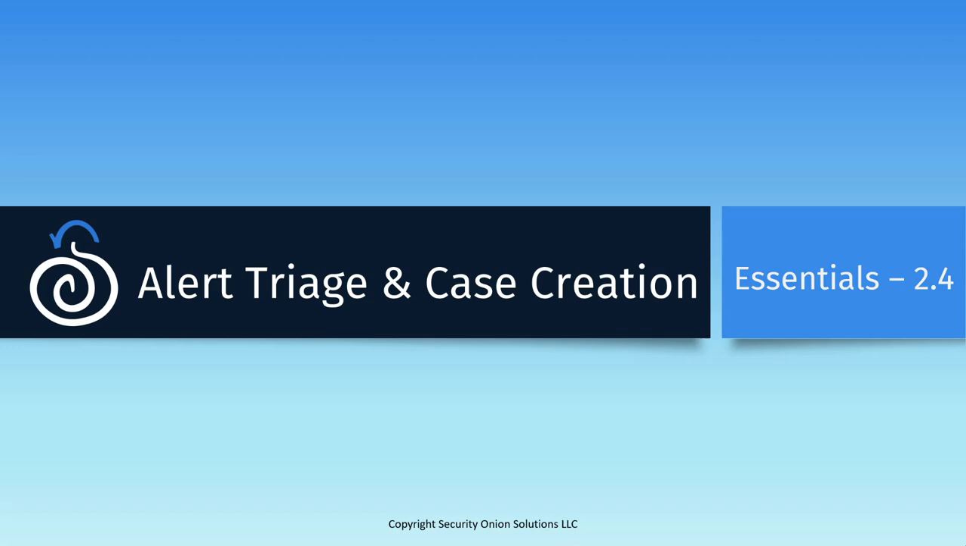Earlier, we talked about three common workflows for using the Security Onion platform. In this session, we're going to cover the first one, alert triage and case creation. We're going to look at our alerts in the Security Onion console, or SOC. We're going to triage them to determine which ones merit further investigation, dismiss some false positives, and escalate one as a case in the case management tool.